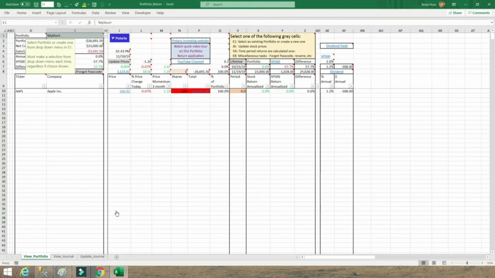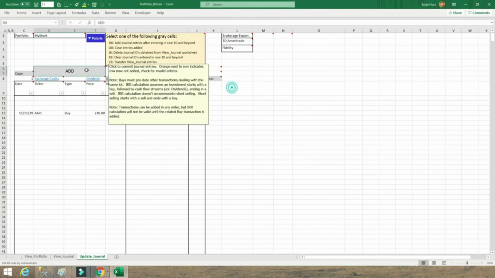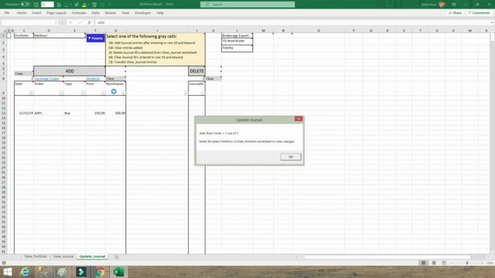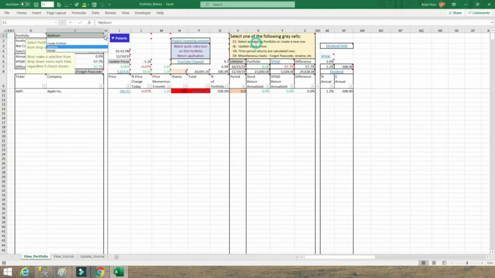Now let's say, later on, I come over here, and I've already typed it in, but a month or so later I buy the Apple shares to close out my position. Then when I come over here and do the refresh, it'll show you the proper calculation of the rate of return that was earned on that short sell.